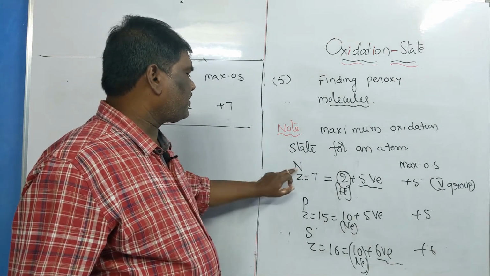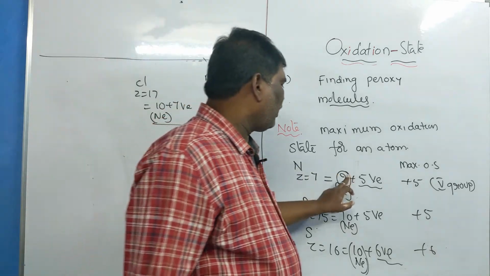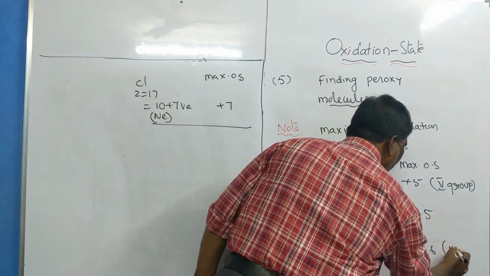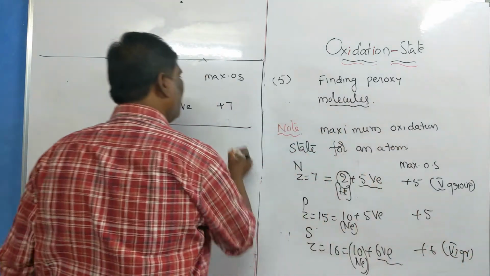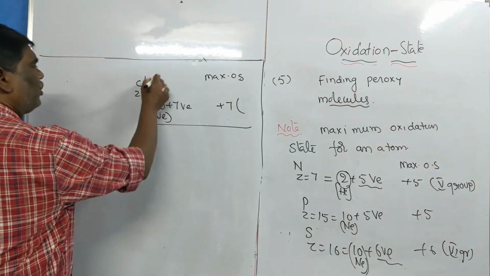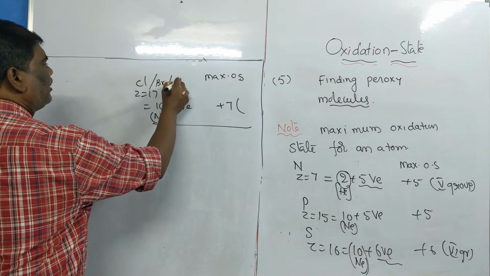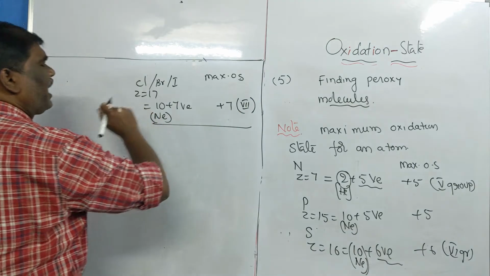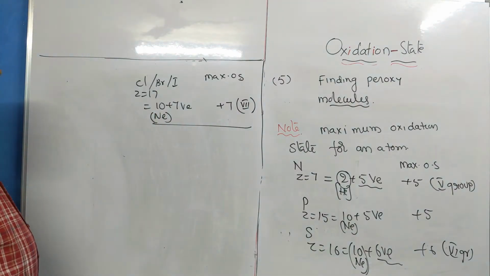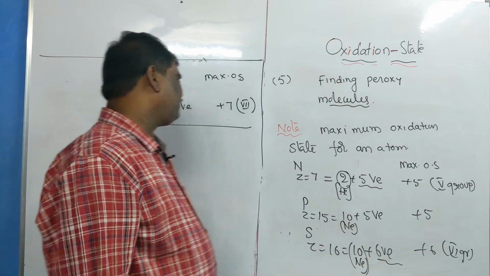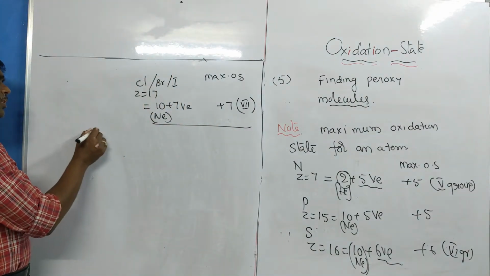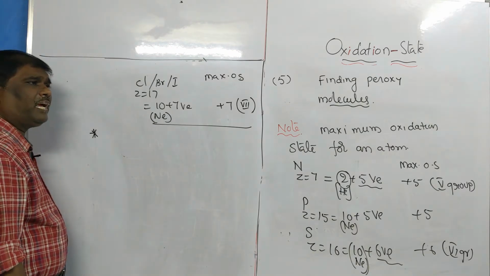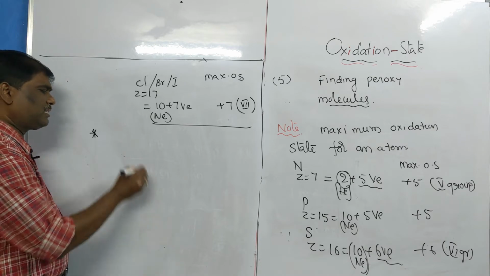First, the maximum oxidation state for an atom is equal to the number of valence electrons or the group number. Sulfur belongs to the 6th group, whereas chlorine, bromine, iodine belong to the 7th group. So maximum valence electrons are 7. So the maximum oxidation state for that one is 7. Okay. The next one, what is the rule? The rule is the oxidation state of an element never exceeds the valence electrons.